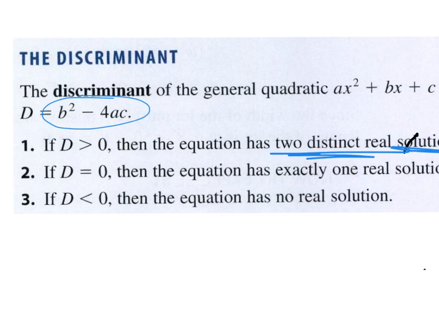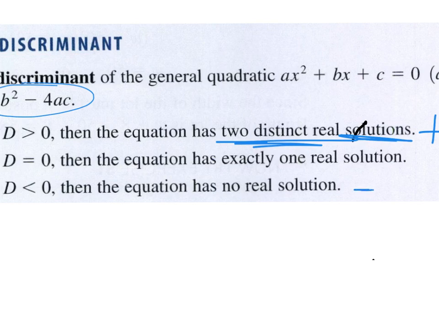If the discriminant, the part underneath the radical, equals zero, you have one solution. And if the discriminant is a negative number, you'll have no real solution, or you could say two imaginary. We had three different scenarios that we just did, and all three of these came up.